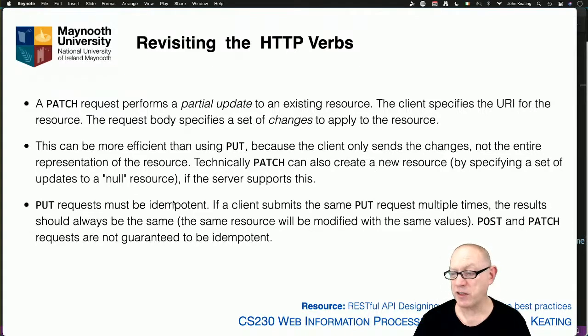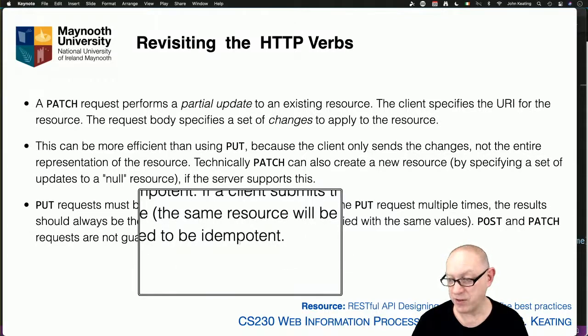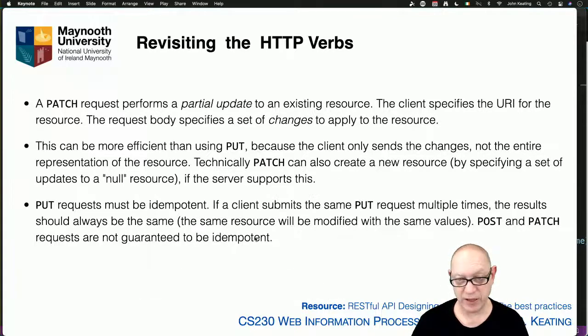So a PUT request needs to be idempotent. If a client submits the same PUT request multiple times, the results should always be the same. So if it's the same resource, we modify it by the same values. POST and PATCH requests are not guaranteed to be idempotent. That's really important to realize, for example when somebody hits reload, essentially sending a request again.